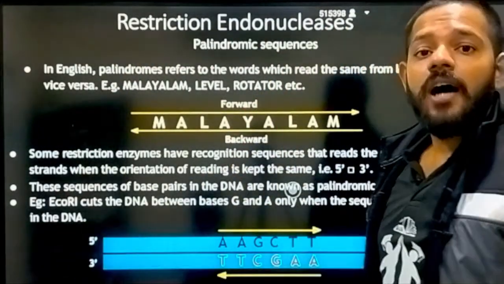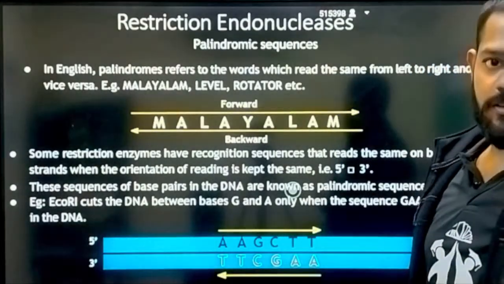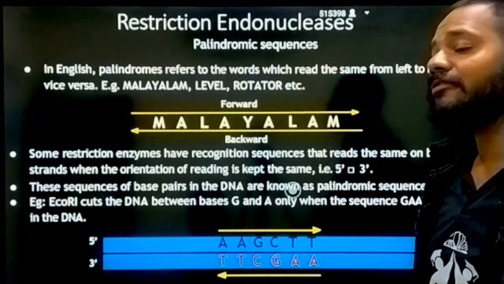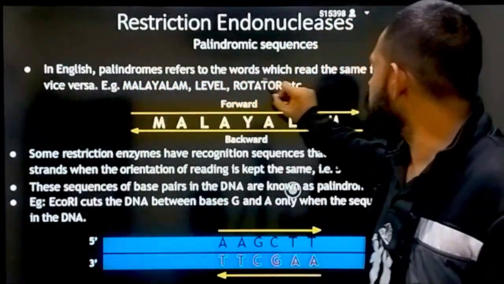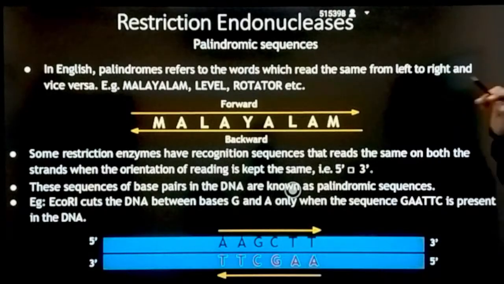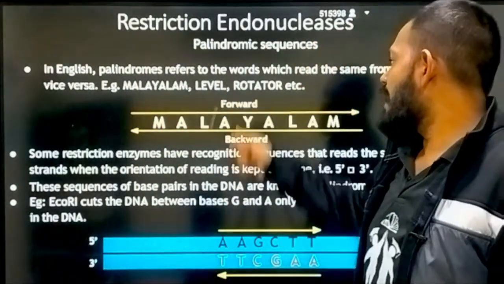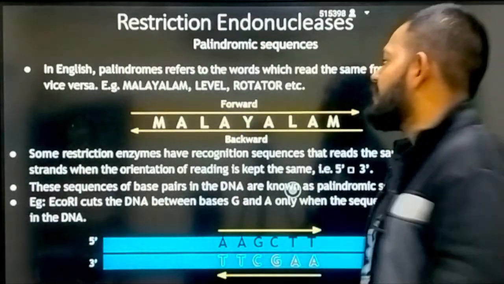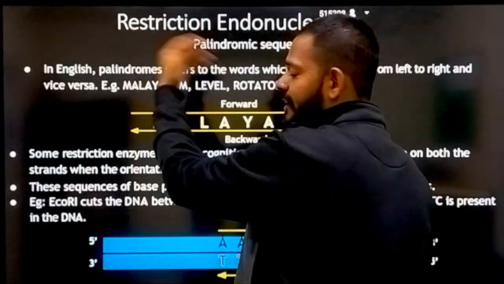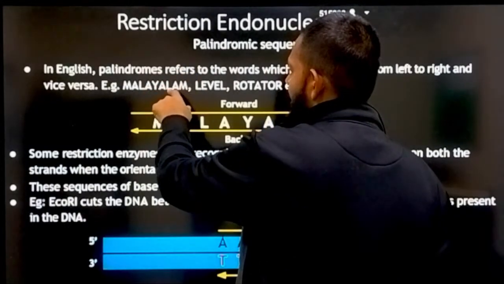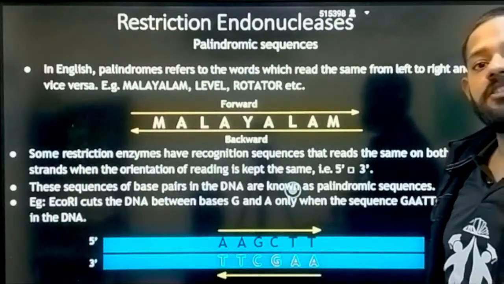So now अब तुम्हारा जो रेस्ट्रिक्शन एंडोन्यूक्लियसेस होते हैं वो एक पैलिंड्रोमिक सीक्वेंस पे चलते हैं. ओके, इट कट्स योर डीएनए इन द फॉर्म ऑफ पैलिंड्रोमिक सीक्वेंस. ओके, So in English, palindrome refers to the word which reads the same from left to right. Okay. Example, Malayalam. Okay. Level, rotator. Okay, you will see Malayalam, read it from backward, back side se padho. Malayalam. Okay, that is called palindromic sequence.